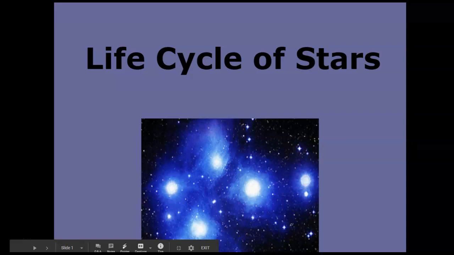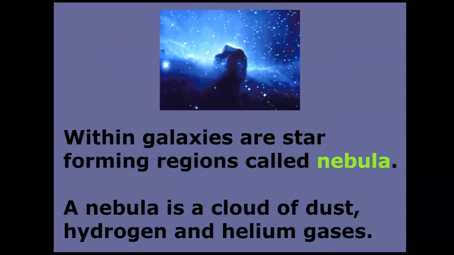So today we're going to talk about the life cycle of stars. Previously we've talked about how the universe is filled with galaxies, and in galaxies there are billions of stars. Well, there are also many nebulae. Now remember, a nebula is a collection of dust and gas, such as hydrogen and helium. It is enormous in size.